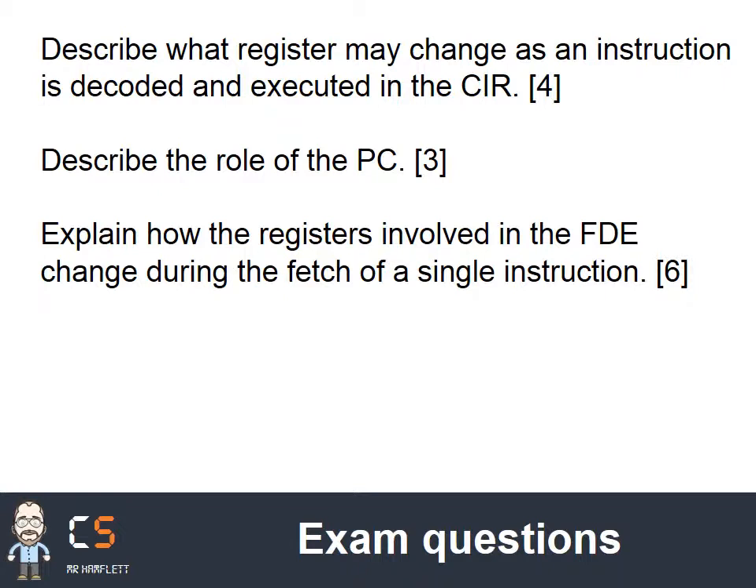Describe the role of the PC. Okay, you need to introduce to this question the jumps. Okay, because it also stores the result of a jump. And finally, explain how the registers involved in the FDE cycle change during the fetch of a single instruction. Again, you want to explain the FDE cycle and explain how the registers are changing, but also talk about those two scenarios, the double fetch and jumps.